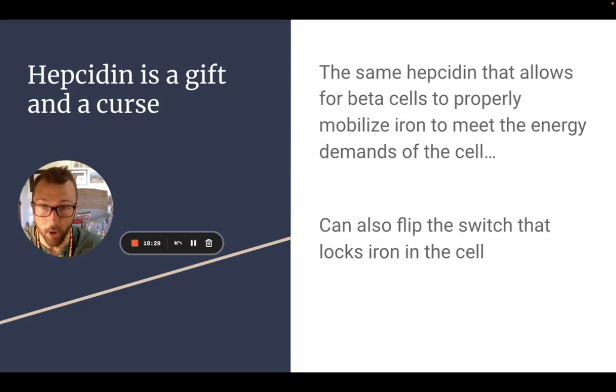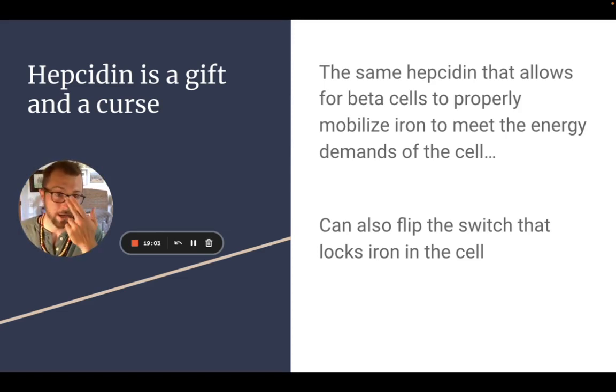So hepcidin now becomes, which was once a gift, right? It's what gives beta cells the power to use glucose or have its insulin do what it needs to do, right? That is such an important part of our body's ability to use energy. If our pancreas didn't have hepcidin and it wasn't able to connect the dots between glucose and iron, we don't use energy as efficiently, right?